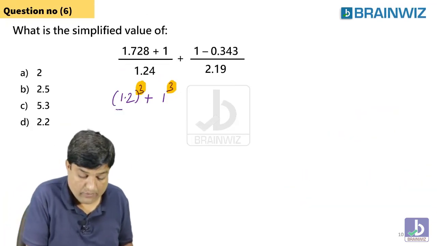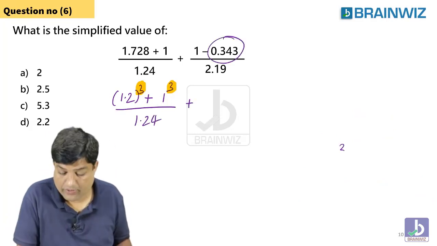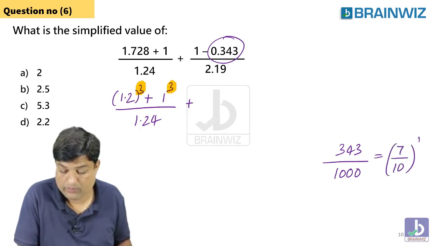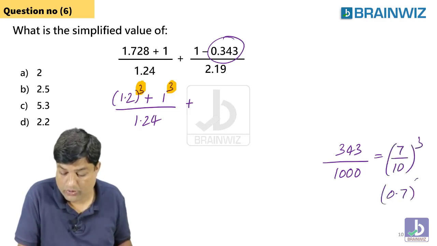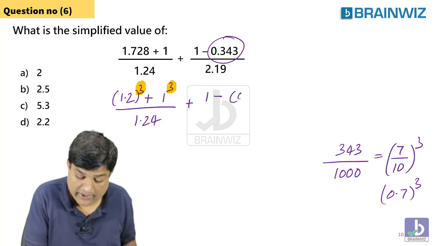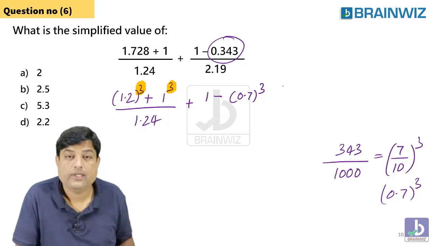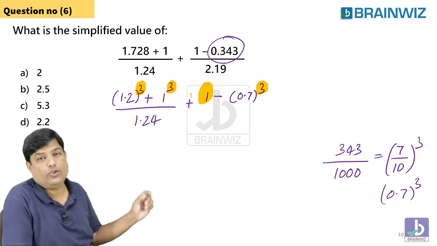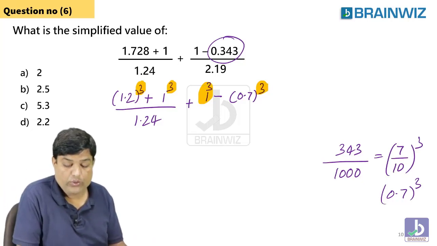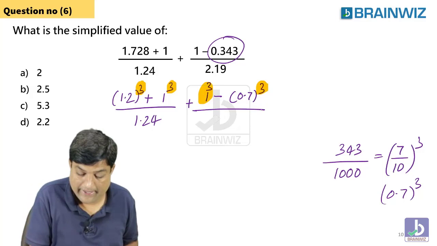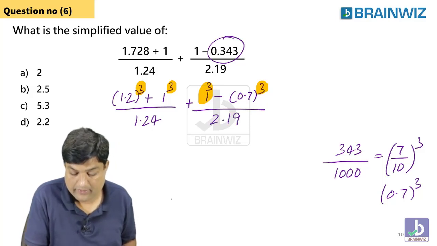Now, in the same fashion, we're going to say 0.343 is 343 divided by 1000. So this is 7 by 10 whole cube, means 0.7 whole cube. I believe you're understanding this. So 1 minus 0.7 whole cube. So guys, when here you have got a cube, here also you can make it cube. And how does it look to you? It looks like a cube minus b cube, divided by 2.19.